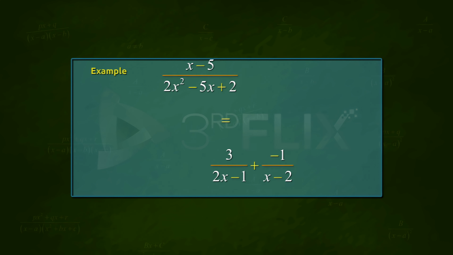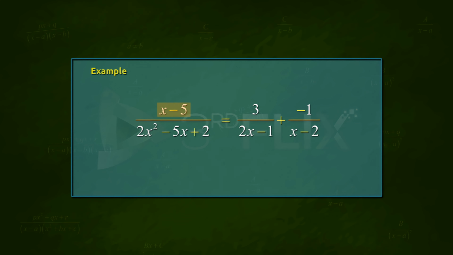Writing the equation in reverse, the proper fraction x minus 5 whole divided by 2x power 2 minus 5x plus 2 can be expressed as a sum of two proper fractions, which is called resolving into partial fractions. In this equation, on the right side, the two fractions are said to be partial proper fractions of the left side. Steps to resolve a given fraction into partial fractions.